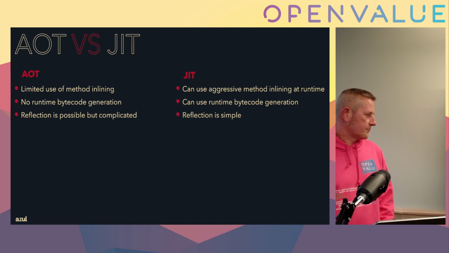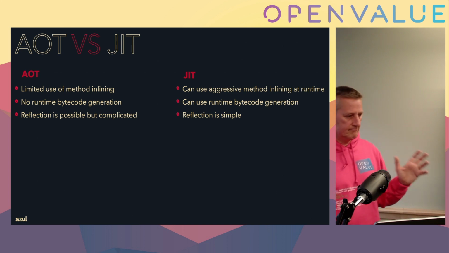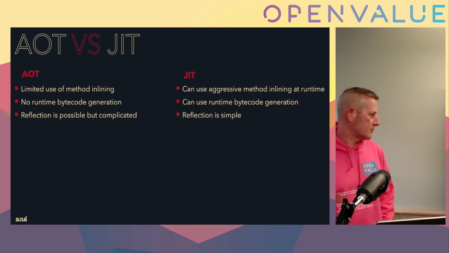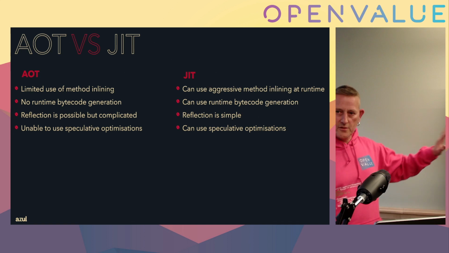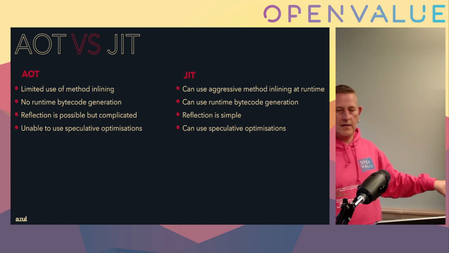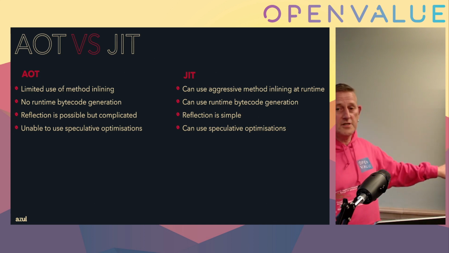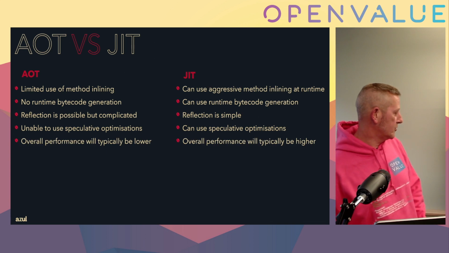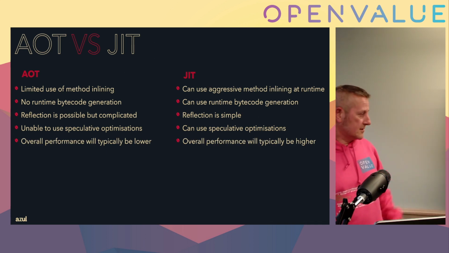But still, if you have to convert from a JVM project to a native GraalVM image, reflection is often a problem. In the JIT or JVM, it's no problem at all. You can't really use speculative optimizations, because these are going on at runtime, and a native image is compiled before it is run, so you don't have that. If you have PGO, you can do that, but like I said, that's GraalVM Enterprise Edition, not the community one. Overall, performance will typically be lower. We saw that. This is true.